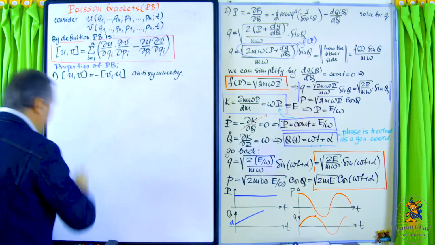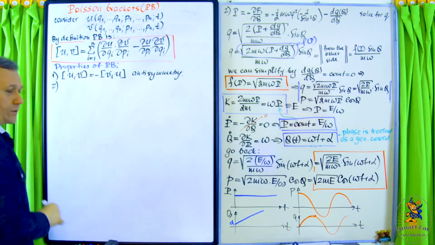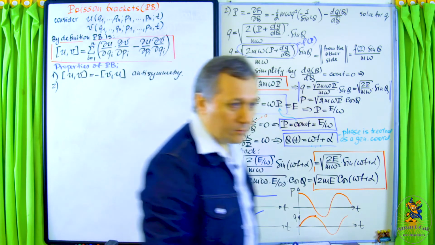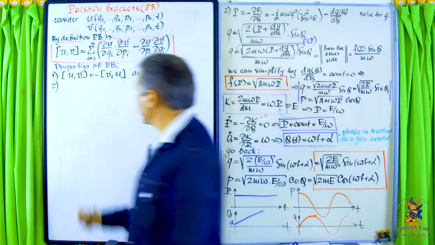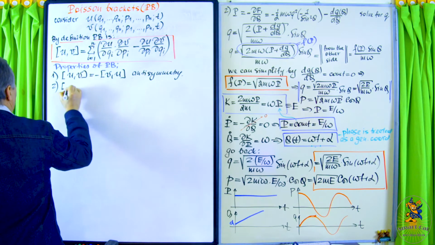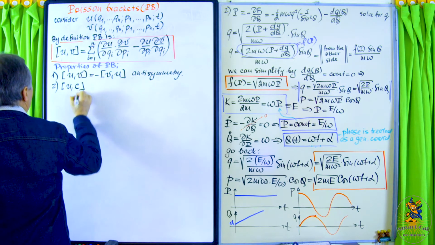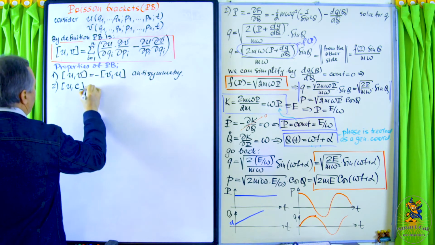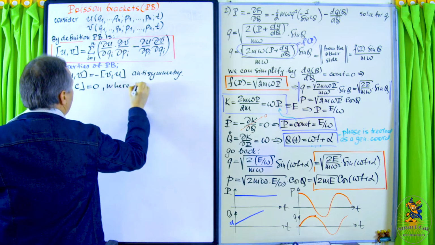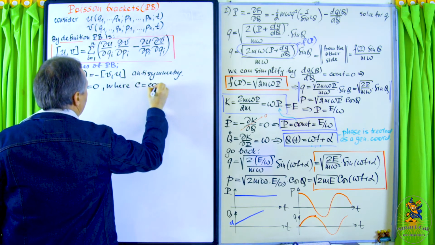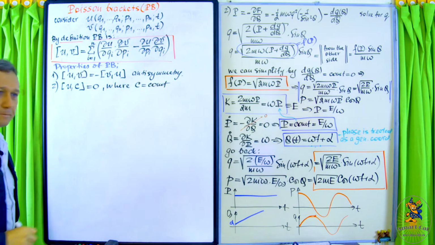Second: if one of the functions is a constant, obviously the Poisson bracket will be equal to 0. So if you have the Poisson bracket of function u and c, where c is a constant, of course it will be 0.